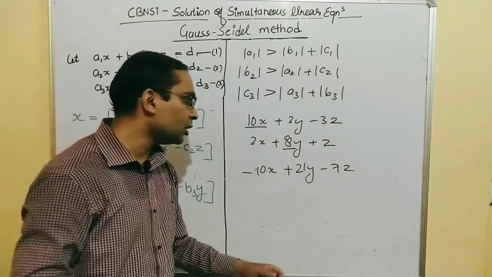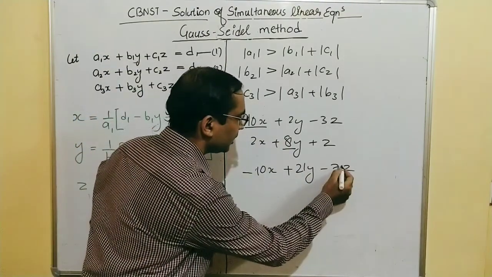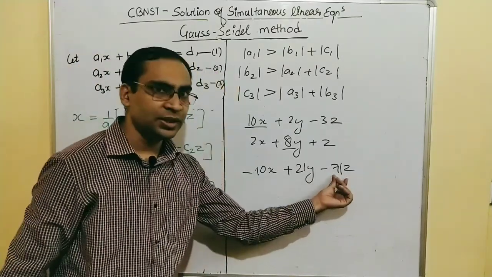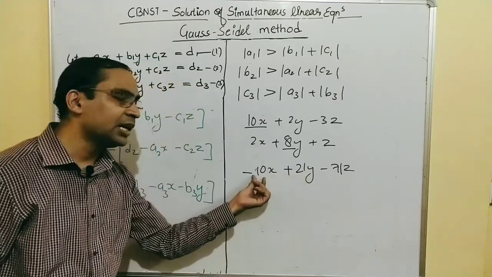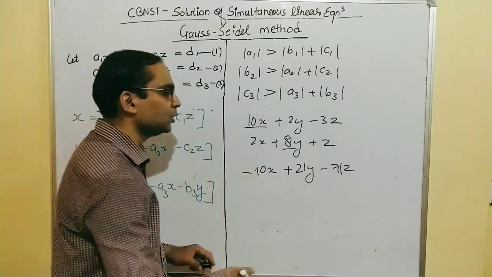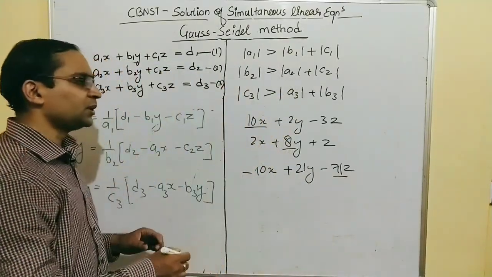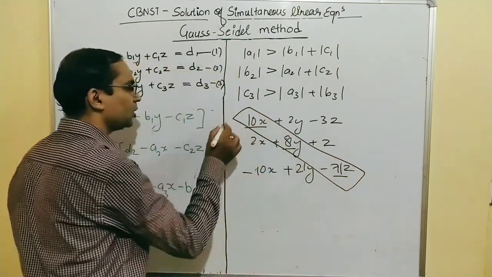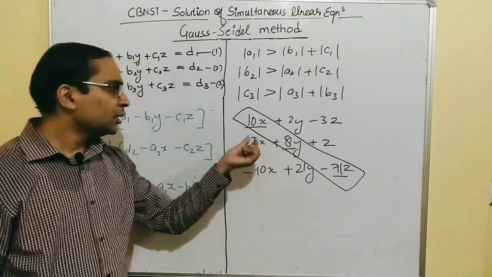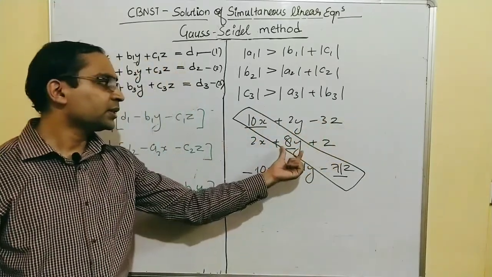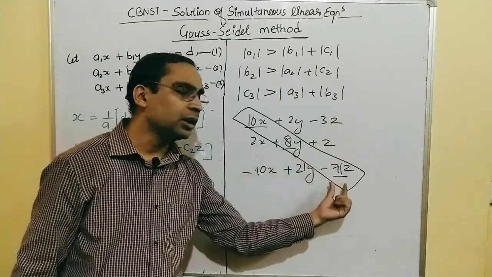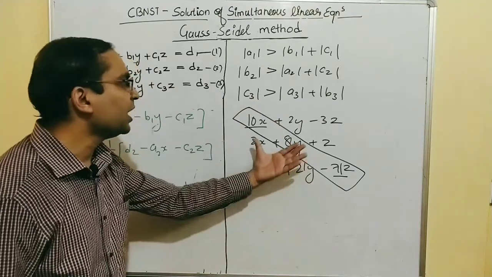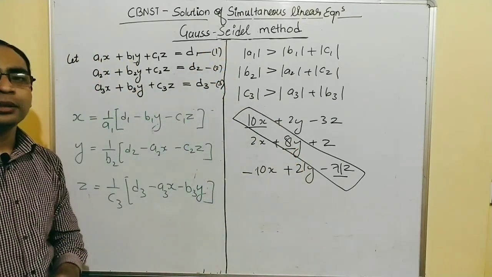And in the last equation, let me rearrange this. Let me say this is 71z. In the last equation, the 71 is obviously greater than the sum of 21 and 10. Remember, we are taking the absolute values. So this system shows diagonal dominancy. That is because we are talking about the diagonal: the first element in the first equation, the second element in the second equation, and the third term's coefficient in the third equation. Such a system can be solved with the help of the Gauss-Seidel method.